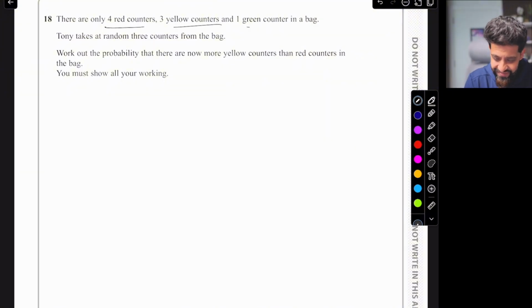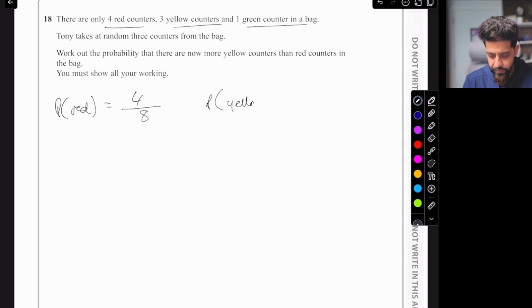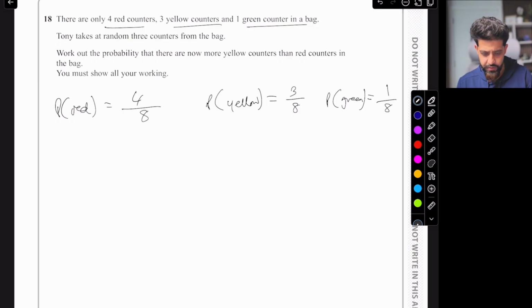Let's just break this down. What's the probability of a red? There's 4 reds out of the total. What's the total? 4 plus 3, 7 plus 1, 8. So 4 out of 8. What's the probability of a yellow counter? 3 out of 8. And the probability of a green counter is 1 out of 8. Now he takes at random 3 counters from the bag.